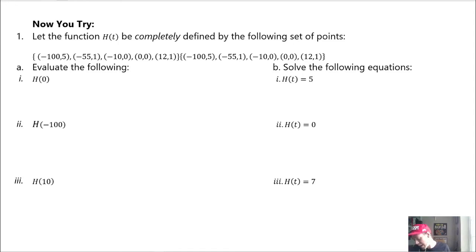So the problem that we are looking at is: let the function capital H of t be completely defined by the following set of points. Real quick note, capital H, not small h. Math is case sensitive. If I had a little h of t, that would be a different function than the capital H of t. And that's because there's more than 26 functions out there, and we often want to have more than just the little letters to define a function. So be careful. If something's given as a capital, keep it as a capital. If it's given as a lowercase, keep it as a lowercase. All right, that's not the point of this lesson.